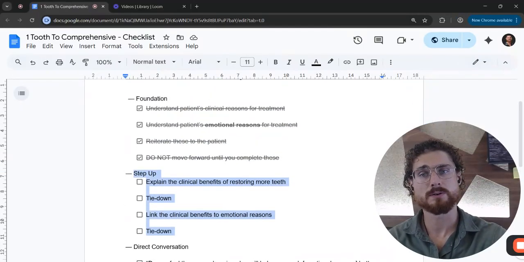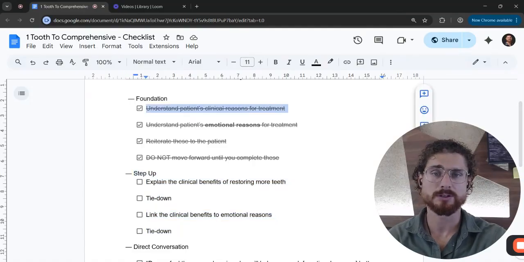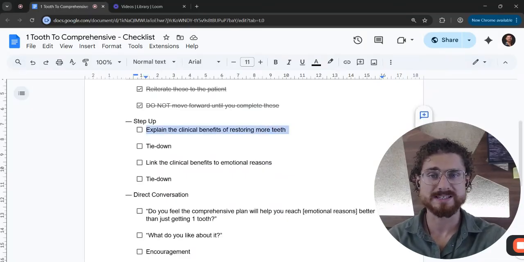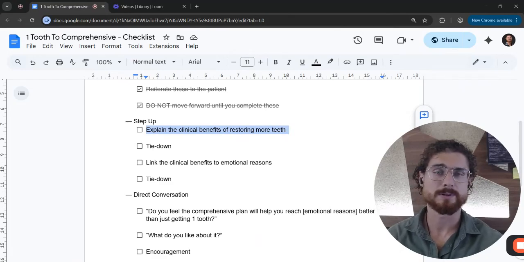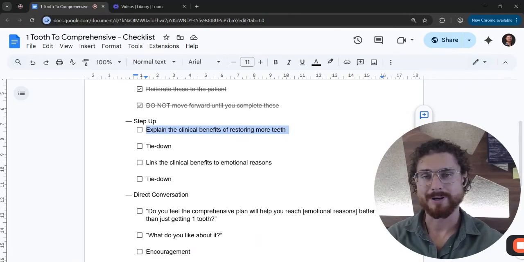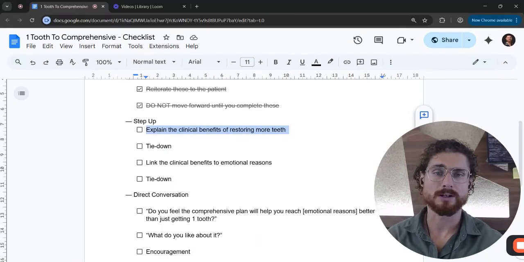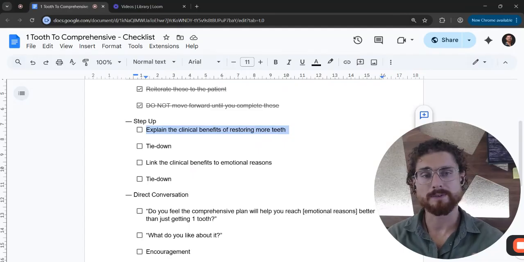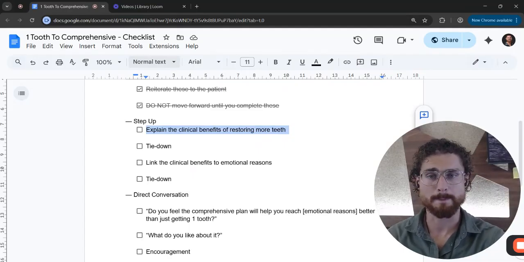So we're going to mirror the foundation here, right? We've set a good foundation, clinical first, emotional second. We're going to do the same thing. So we're going to explain the clinical benefits of restoring more teeth, right? So maybe someone came in for teeth whitening, but they're missing one or two, and we want to present implants for them, right? Or maybe they have very misaligned teeth, and we want to show them an orthodontic solution, right? We're going to explain the clinical benefits of the next level of treatment, right?